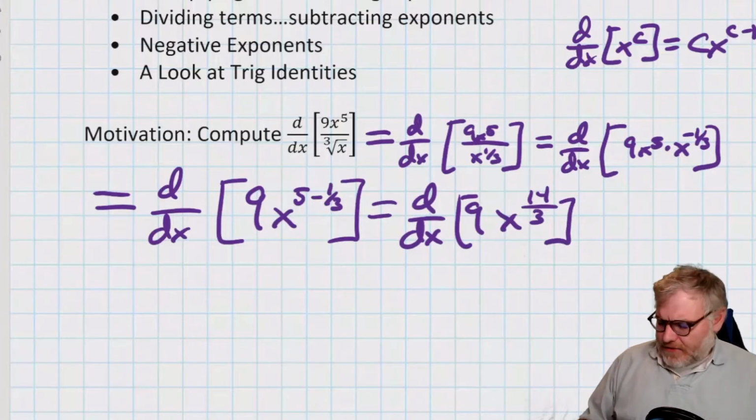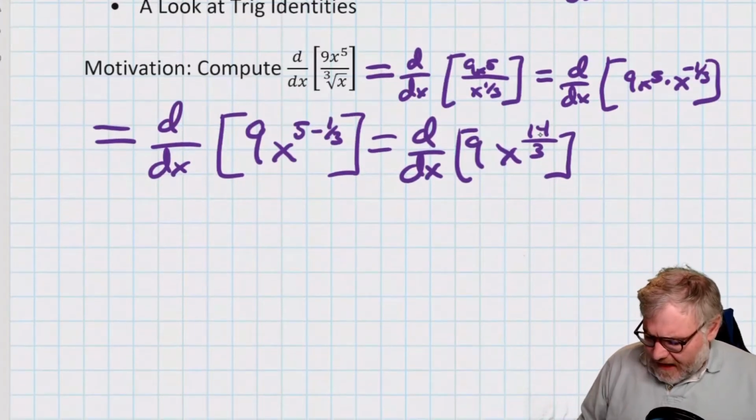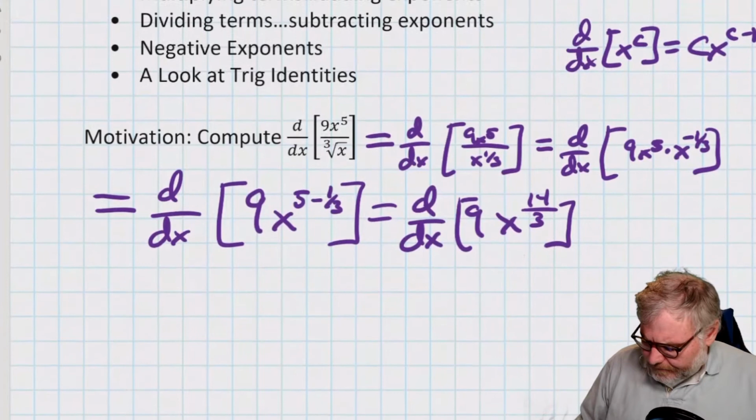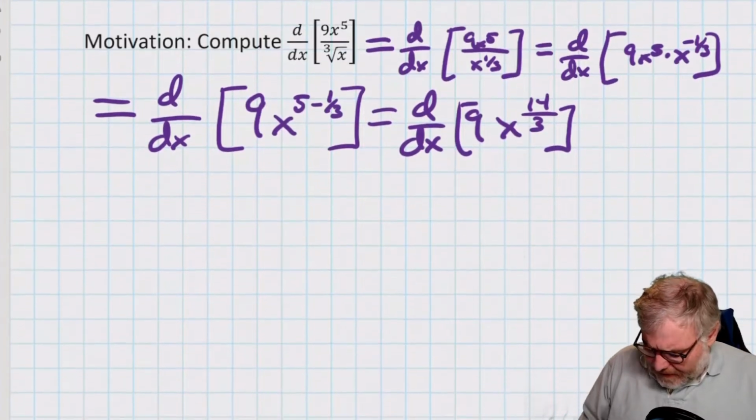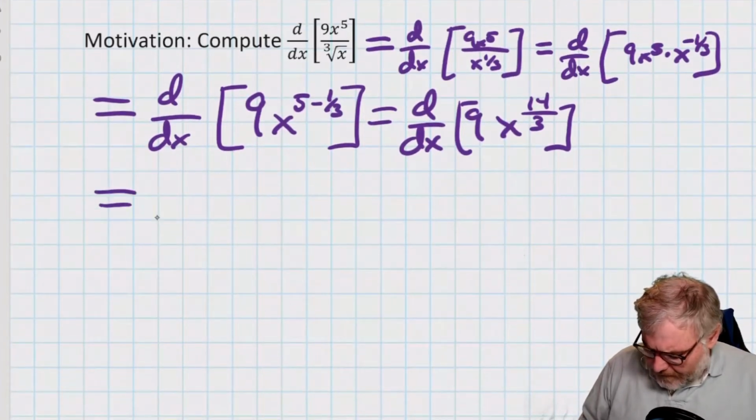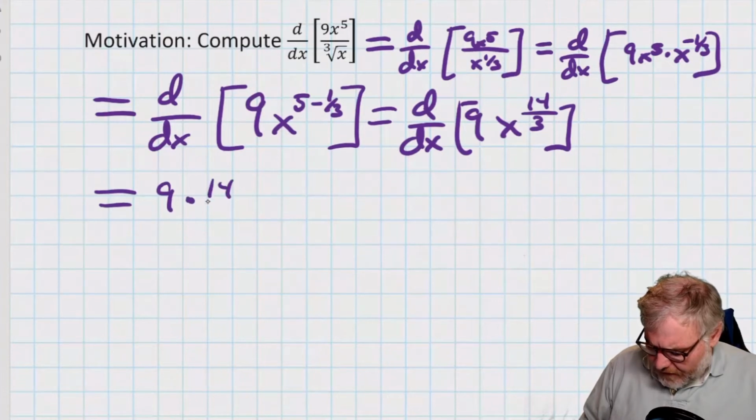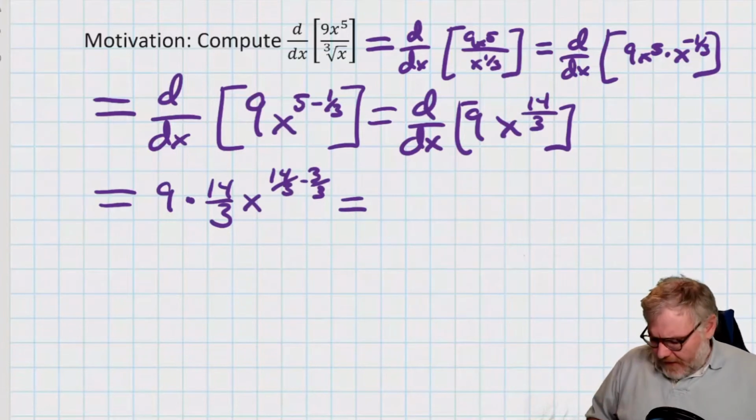And now I can take the derivative. This is a nice constant here in the exponent, so I just use the power rule. So I'm going to get 9, which I pull out there, times 14/3, x to the 14/3 minus 1. And then I just simplify as I desire.